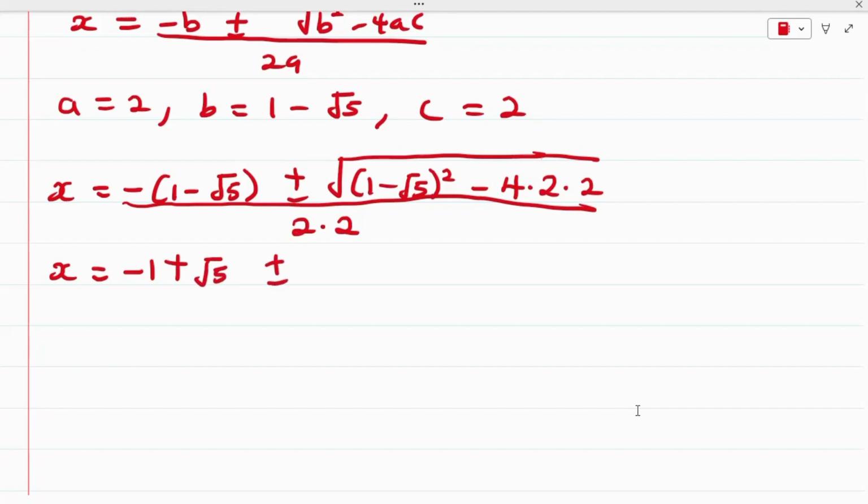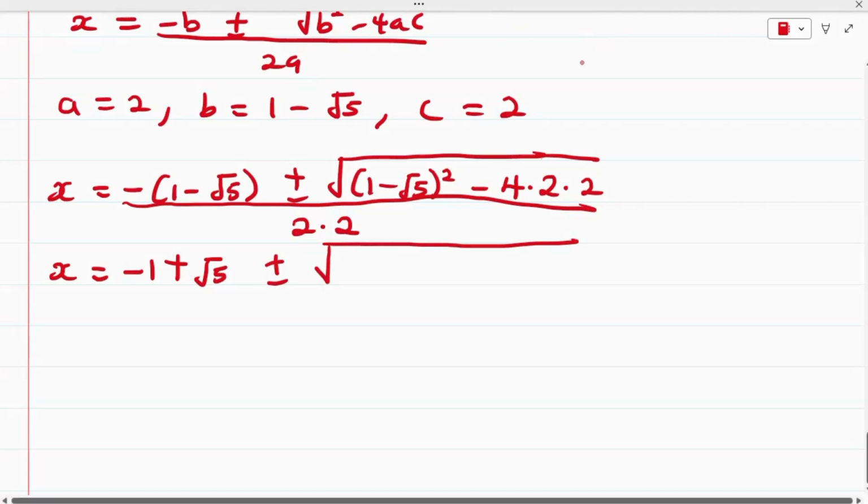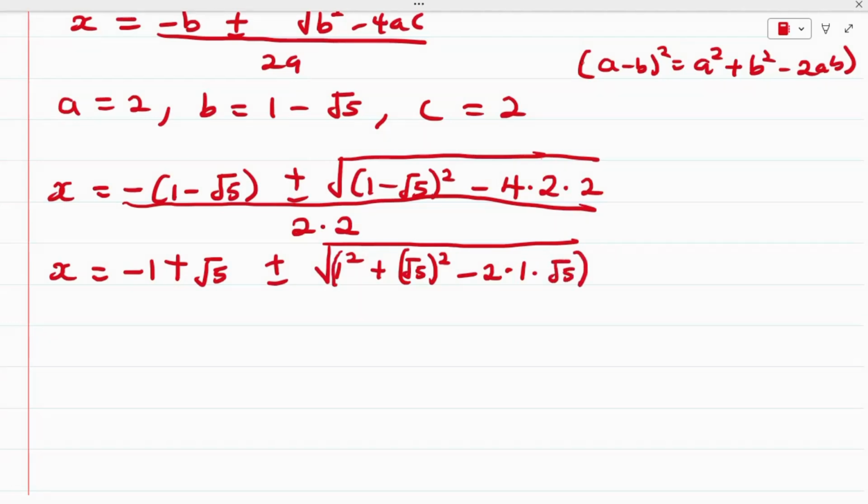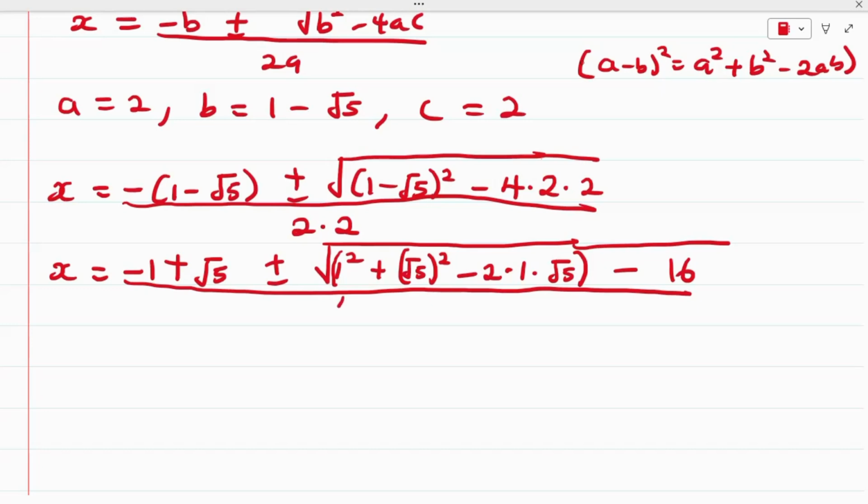Now in order for us to be able to expand this, we apply the formula that says that if we have (a minus b) all squared, this is equal to a squared plus b squared minus 2ab. So applying this here, we have this to be 1 squared plus the root of 5 all squared, minus 2 multiply 1 multiply b, which is the root of 5. Now we're going to put this all in the bracket. Multiply 4 multiply 2 is going to give us 16, all over 2 multiply 2 is 4.